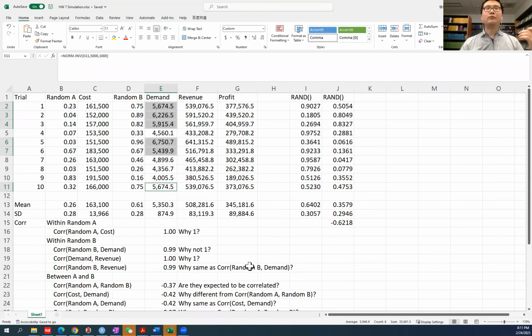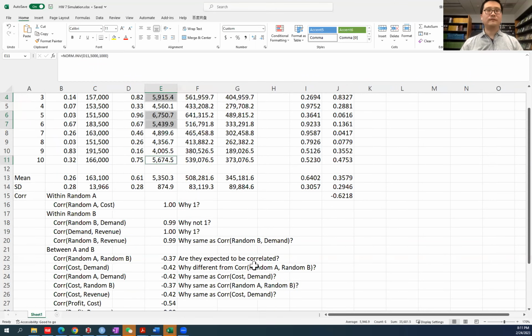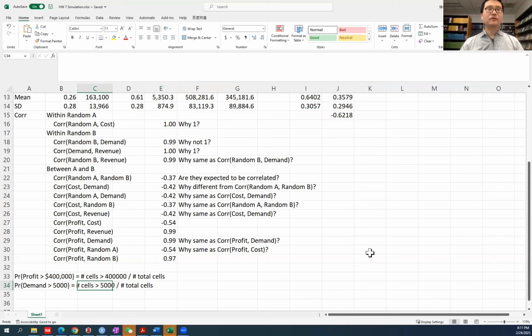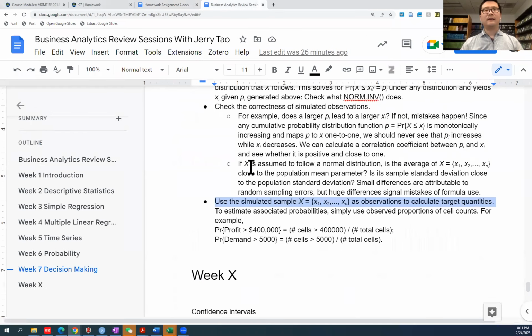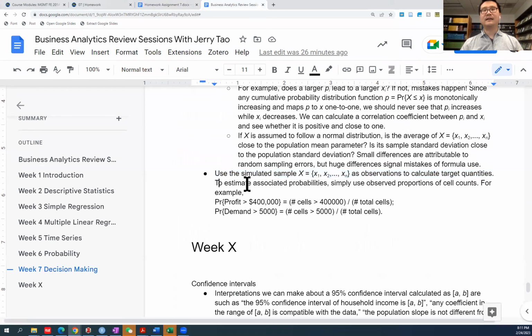If we already have a worked example of simulation, we will simply use this proportion of cells approach. This is also mentioned in my notes. So if we are calculating any probabilities, we simply use the observed proportion of cell counts. So no need to ever overcomplicate the case. All right, that was the bonus piece of information.